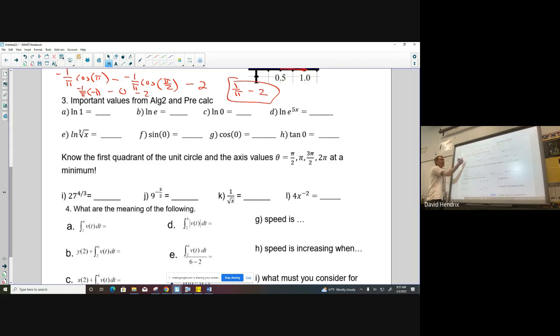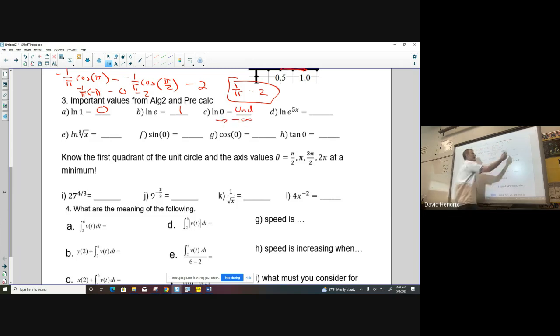What's the natural log of 1 going to be? You know what that is? 0. Yeah, you're going to be expected to know that. That's going to show up sometimes, especially on the multiple choice, that that equals 0. The natural log of e is 1. The natural log of 0 is undefined, but really it approaches negative infinity.